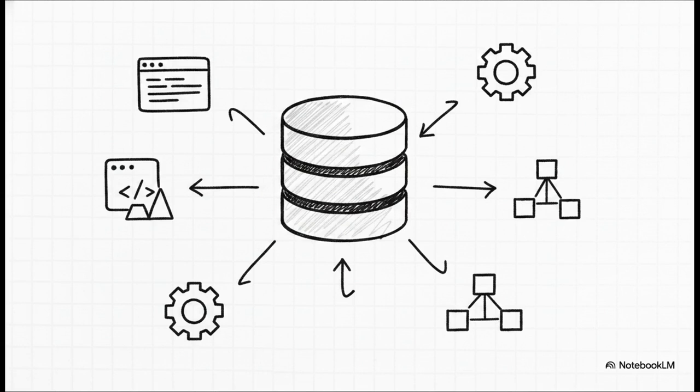The key thing to grasp here is that components do not interact directly with each other. They only communicate through that central repository. A perfect example of this is an IDE, an integrated development environment. Your Java editor, your UML editor, and your code generator, they aren't talking to each other. They're all just pulling from and pushing to the exact same central project file.